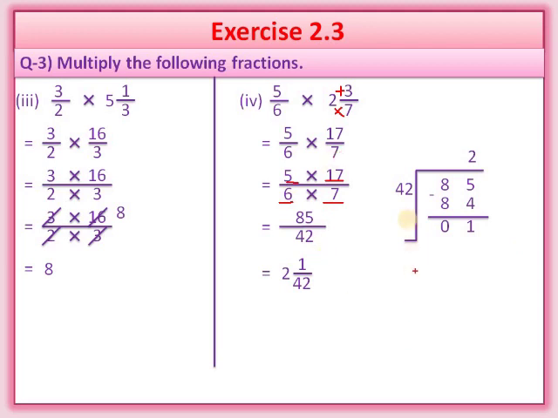Okay. So here you can see this is an improper fraction. So 85 divided by 42. So 42 twos are, 2 twos are 4 and 4 twos are 8. Okay, so 42 twos are 84. So 8 minus 4 is equal to 4 and 8 minus 8 is equal to 0. So what is the answer? The answer is 2 integer 1 upon 42. So it is your answer.